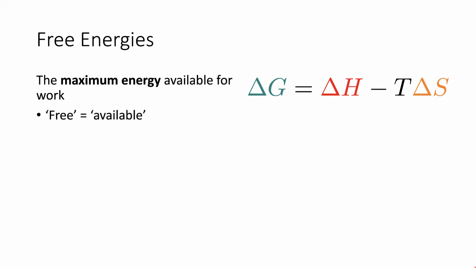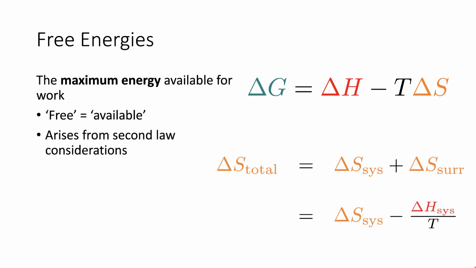The energies themselves arise from consideration of the second law of thermodynamics. So remember, when we think of our second law, we think of this delta S total has to be positive. We have to have an increase in the overall entropy. But thinking about the system and the surroundings is somewhat cumbersome. And remember that because the surroundings can be accounted for by the Clausius inequality, the change in entropy of the system gives us an indication of the free energy available.